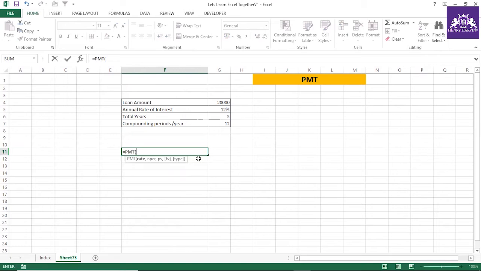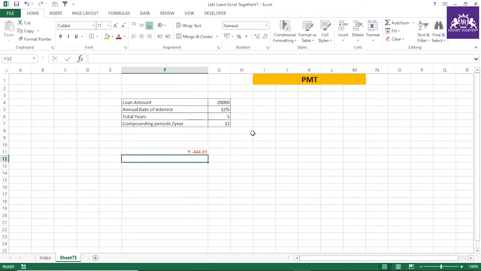PMT. Now, what is rate? Rate is 12%, which is annual, so divide by 12. Then we will get the monthly rate. Now NPER, number of periods: of course, 5 multiplied by 12, guys. You can make it dynamic this way. It will be 60 months. And what is PV, guys? PV means the loan amount, principal value.